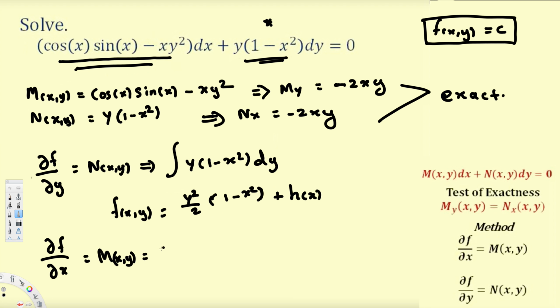This is going to be just y squared divided by 2 times minus 2xy. So the 2s cancel, so we are going to have minus x y squared, right? And also this is going to be h prime of x, and that is equal to this one. Let's say this is g of x. The next step is we have to integrate this because we have to find this h prime of x.